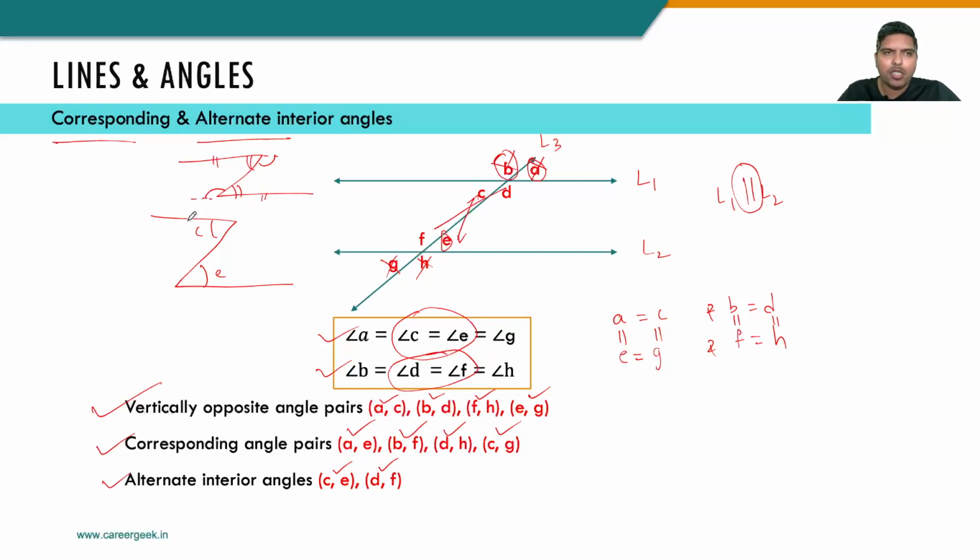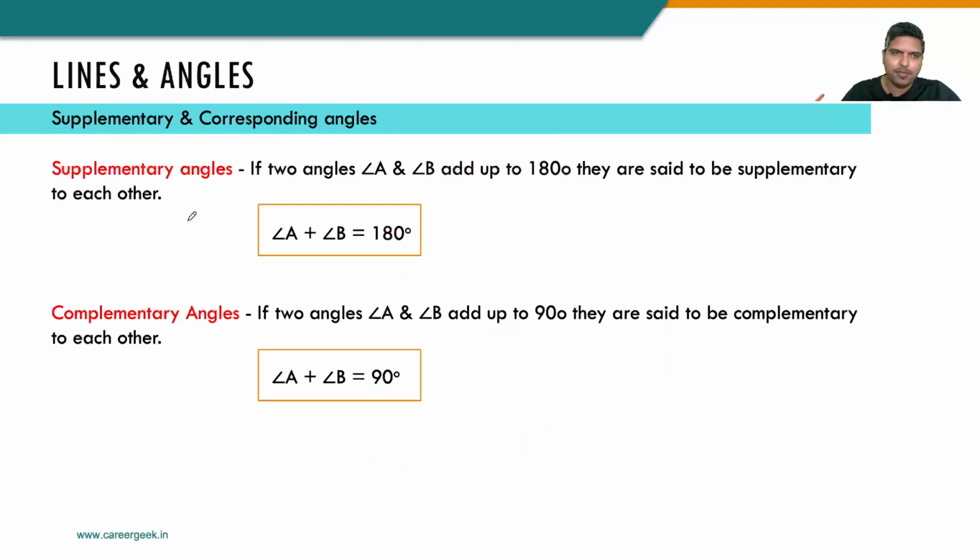So extremely important: lines, angles, vertically opposite, corresponding, alternate interior angles. Like I said, there will be a lot of definitions. Make sure you write each and every one of them.